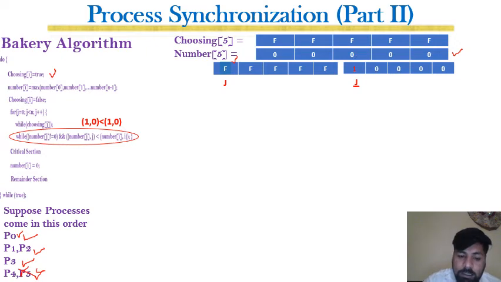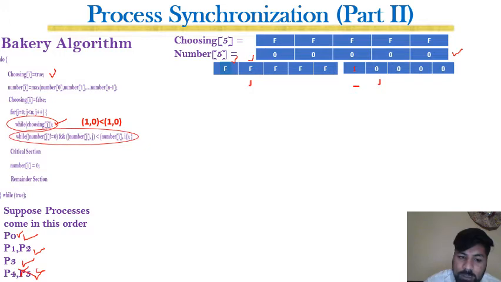Okay, so j will be increased. So j will move one step ahead in the choosing array as well as in the number array, and once again, while choosing at j, you can see that choosing at j is not true, it is false. So it will proceed to the next step, to the while loop.